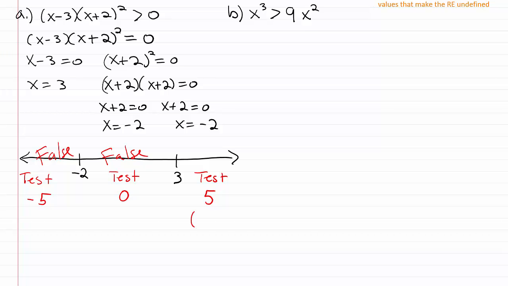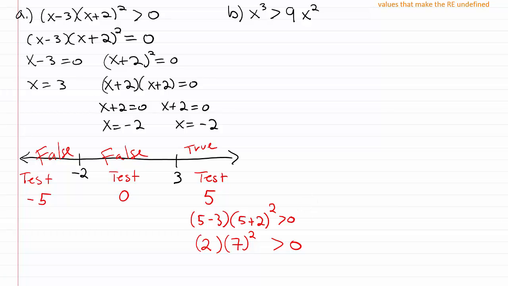Well, in there we'll have 5 minus 3 times 5 plus 2 quantity squared. Is that greater than 0? Well, here I think it is, right? Because 5 minus 3 is 2, and that's a positive number. And then we'll have 7 squared, right? So 49 times 2. We don't care about the actual answer. We just can say what? That is indeed positive, so it is greater than 0. So this one is true, right?